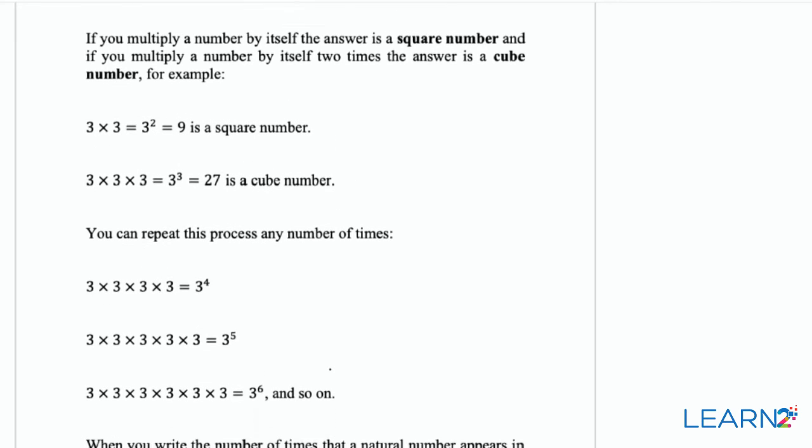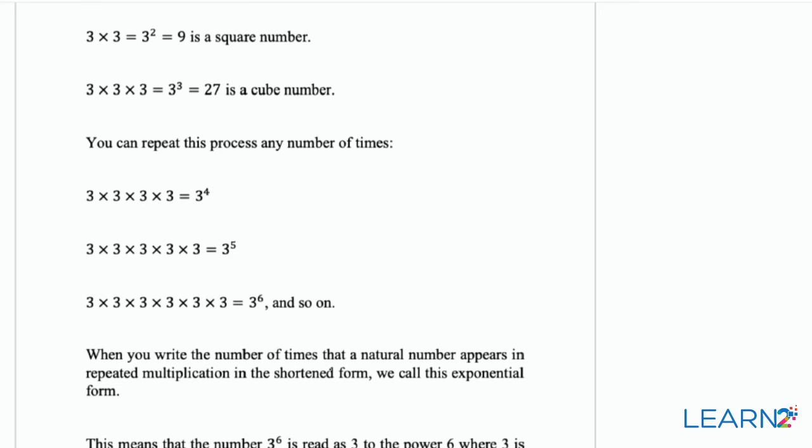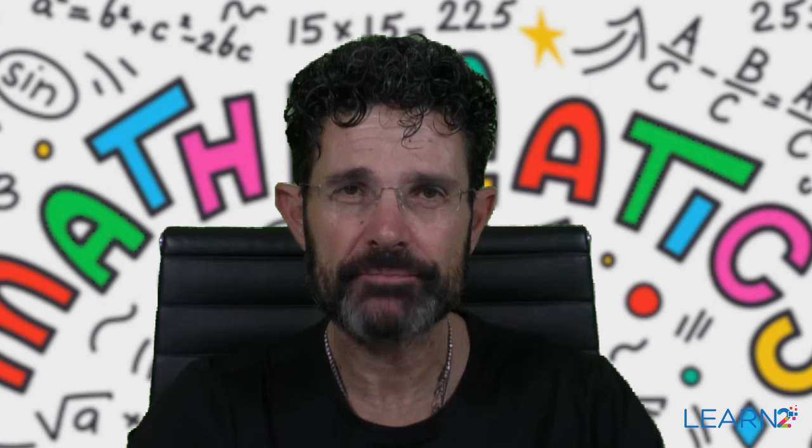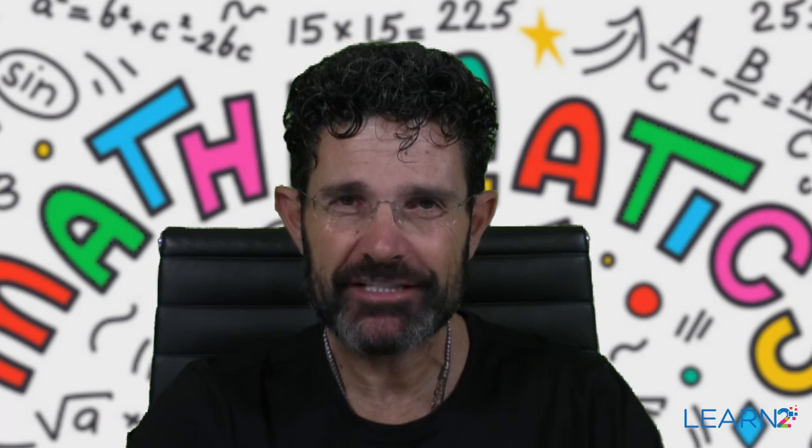And you can repeat this over and over again. If you say 3 times 3 times 3 times 3, that's 4 times. That gets you 3 to the power of 4. What about 3 times 3 times 3 times 3 times 3? That's 5 times, 3 to the 5. And so you go along, 3 to the 6. So what is 3 to the 6? This means that the number 3 to the 6 is read as 3 to the power of 6, where 3 is known as your base and 6 is your exponent. So that is a quick introduction to exponents.